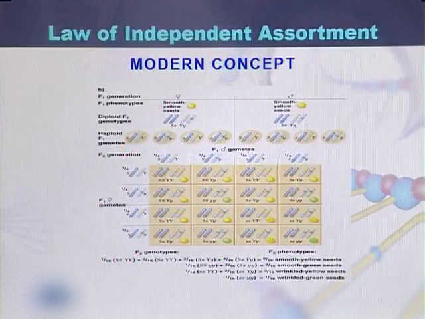So if we see, according to the modern concept, it is exactly like this: genes for different traits are present on different chromosomes, and genes, or chromosomes, separate from each other independently. If there is a linkage, then the genes controlling different traits will be inherited as a unit, otherwise they will separate from each other independently.